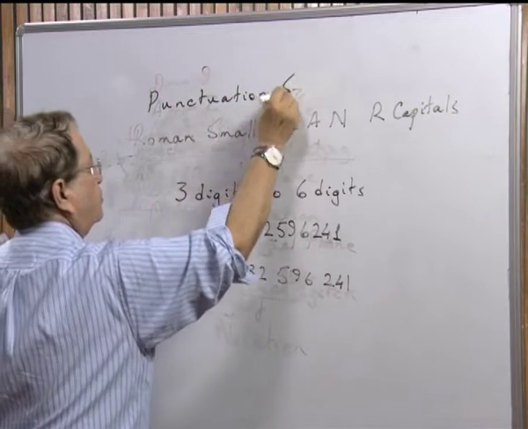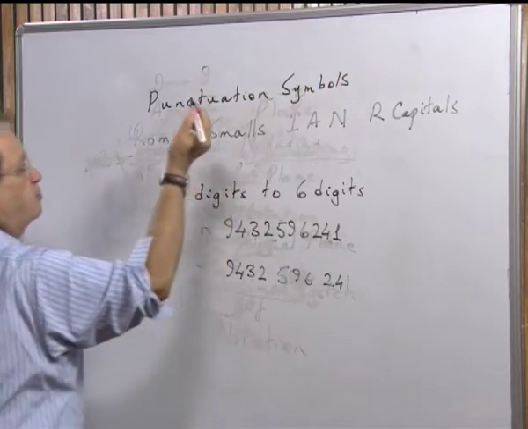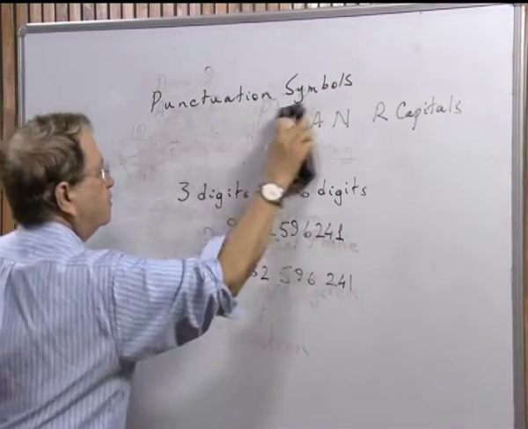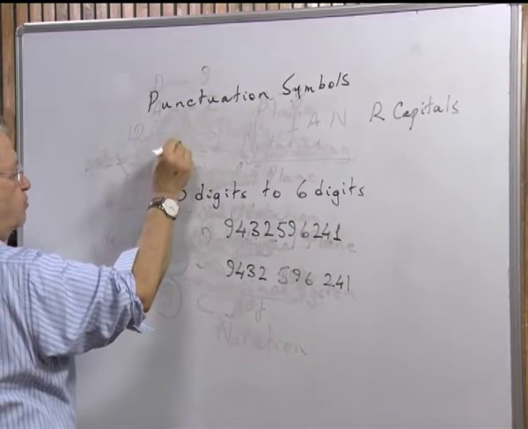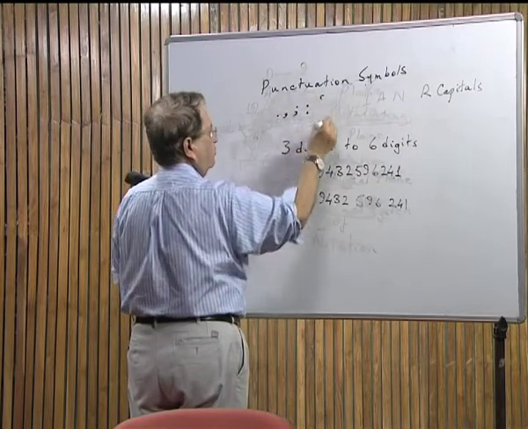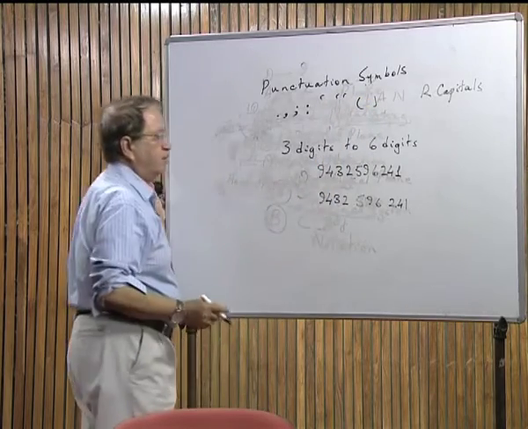The punctuation symbols, you can say. What are the punctuation symbols? The punctuation symbols are full stop, comma, semicolon, colon, inverted comma, double inverted commas, brackets, and so on.